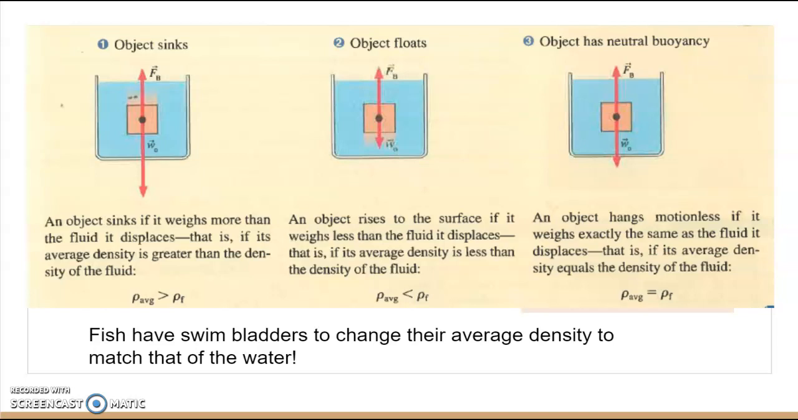If it's smaller, then it's going to accelerate upward in the fluid. But if the average density of the object is equal to the fluid, then it's going to have a neutral buoyancy, meaning it just floats there.